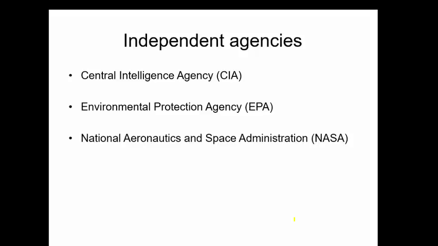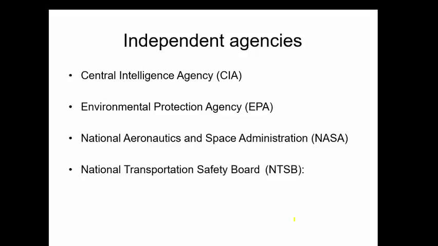NASA, perhaps unique in its own way, was established in order to beat the Soviets, primarily in the race to the moon, and then the developing of the shuttle program after that. And now it has redefined its mission to get to Mars, perhaps by way of a base on the moon.